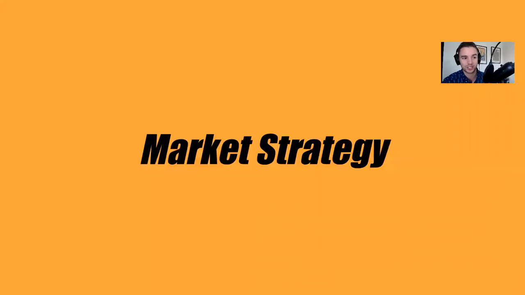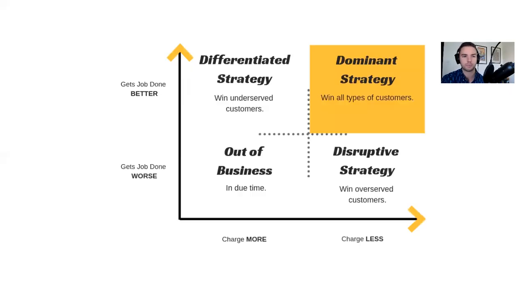So market strategy. This is a powerful growth matrix. It basically shows us the main ways we can decide to grow our business. And so I'm going to start where no one should go. And this is the bottom left-hand side. So if you look at this, it's called out of business. And very rightly so. You do the job worse than everyone else and you charge more. Who wants to buy your product?